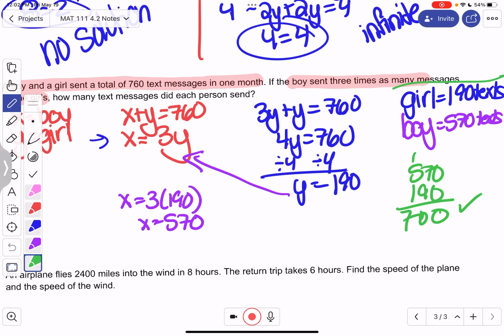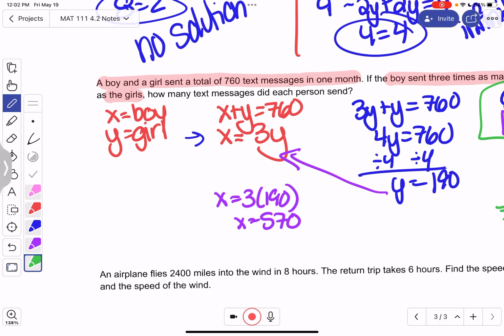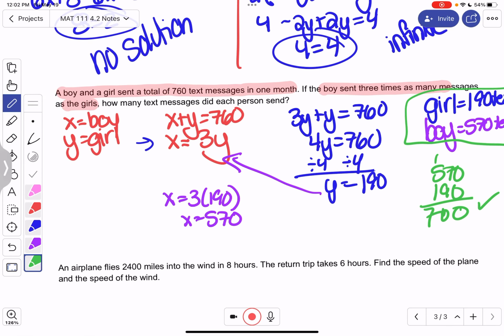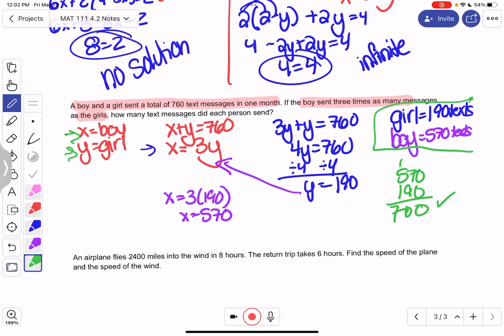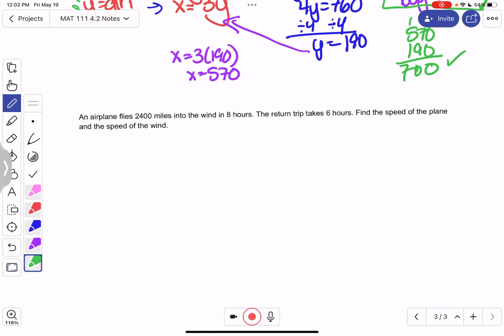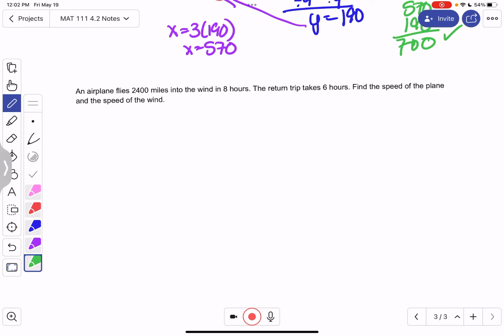So that works. And if you had done it the other way, if you had said Y was the boy and X was the girl, you'd get the same answer. That's why it's important to tell me what your variables are, because if you don't use the labels on the end over here, then I won't know which is which. All right, last problem for this chapter.